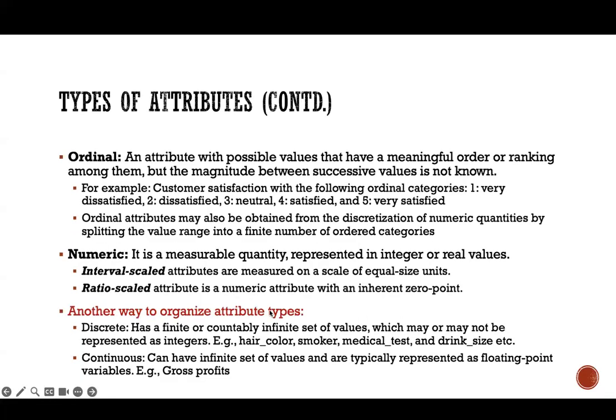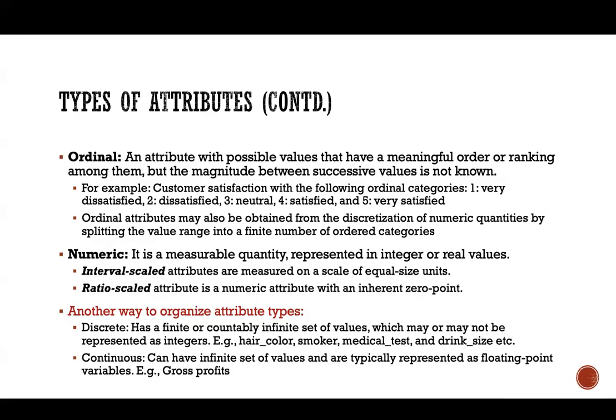Then we can have ordinal attributes, an attribute with possible values that have a meaningful order. So this is different from nominal that we just saw in the previous slide. We can rank order them. So customer satisfaction, they would say 1, 2, 3, 4, 5, 1 being very dissatisfied, 5 being very satisfied. So there is a meaningful ordering there, but the magnitude between successive values is not known. So 1 to 2 versus 2 to 3 versus 3 to 4, is the satisfaction level increasing at the same degree for the customer?